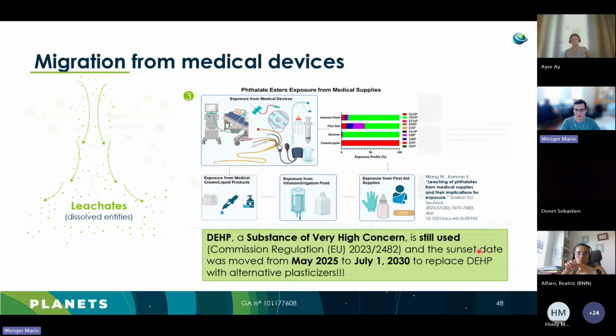So the problem is that the first regulation said the sunset date would be May 2025. Then they said we have to prolong this, and now the sunset date is July 2030. So until then, we are still exposed to substances of very high concern, and we have to really change it as quickly as possible to find alternatives which are less problematic.